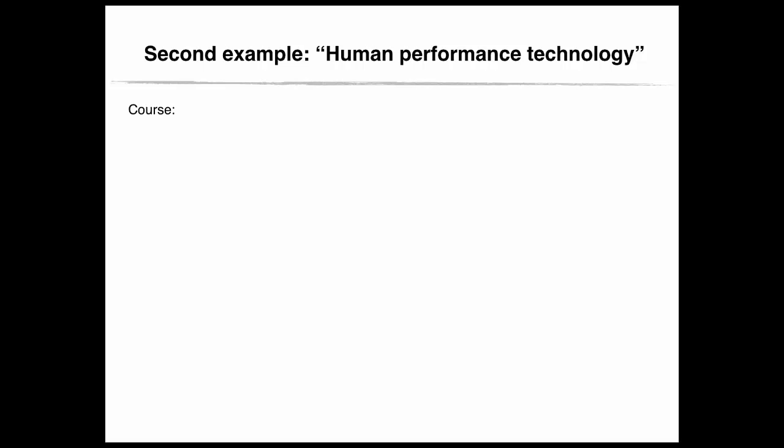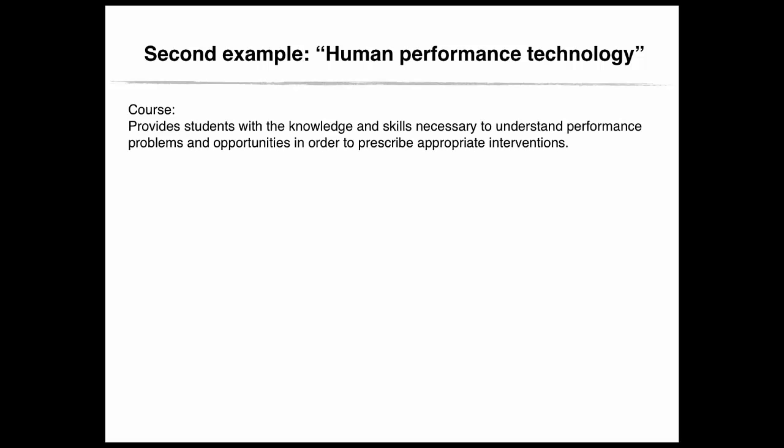Now, let us look at our second example and try to identify the different teaching approach adopted by the professor. Our second example is a course titled Human Performance Technology. It is a course that provides students with the knowledge and skills necessary to understand performance problems and opportunities in order to prescribe appropriate interventions.